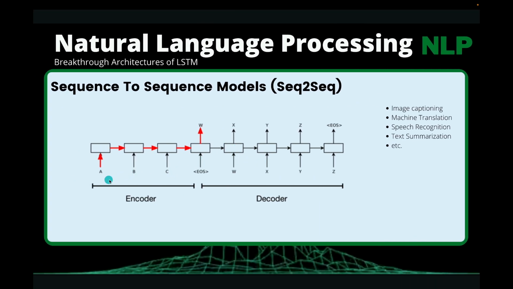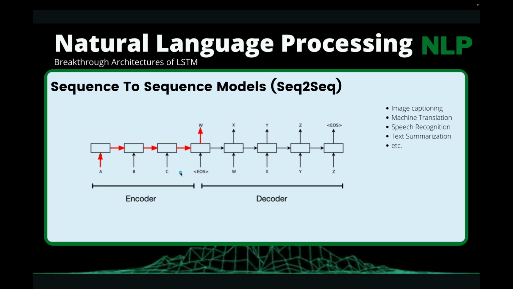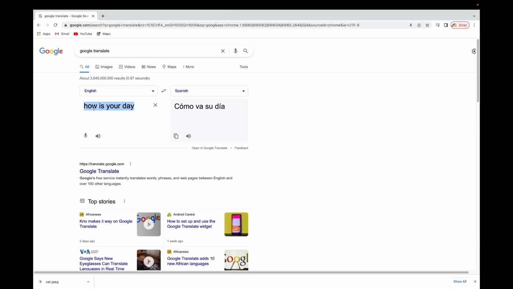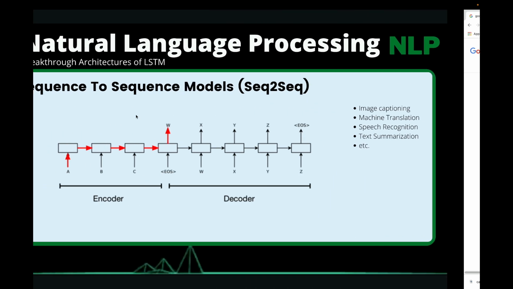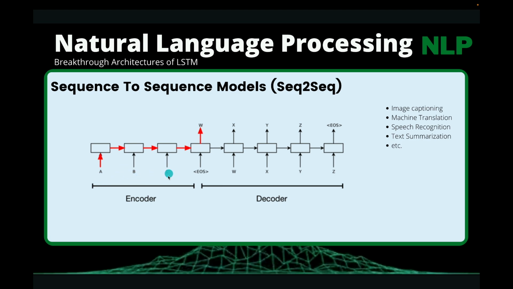Here I've just represented the text as A, B, C, and reality is going to be more than that. For instance, "how" has 3 letters, "is" has 2 letters, "your" has 4 letters, and then "day" has 3 letters. So I've just represented it with A, B, C. Maybe it could be "how are you", something like that.